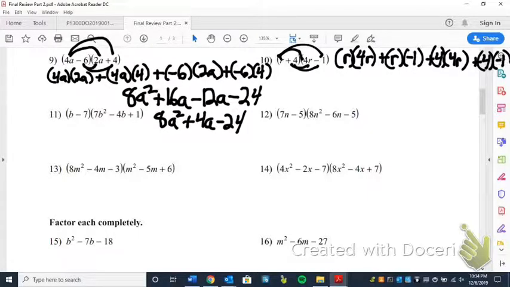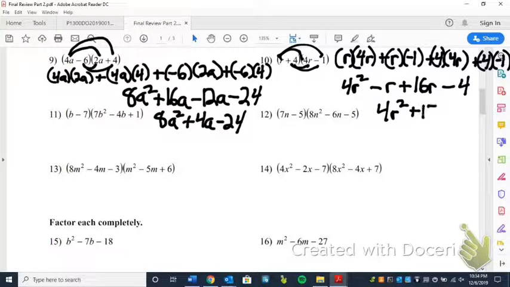We then do the multiplication, and we get 4r squared minus r plus 16r minus 4. Now here we need to combine like terms, so we have the -r and the 16r right there. So we're going to go 4r squared plus 15r minus 4. That's our work.